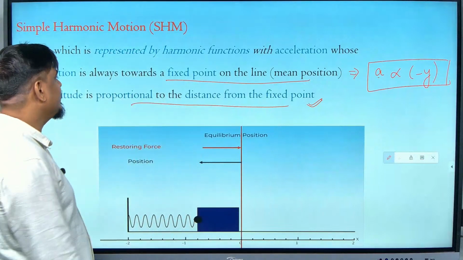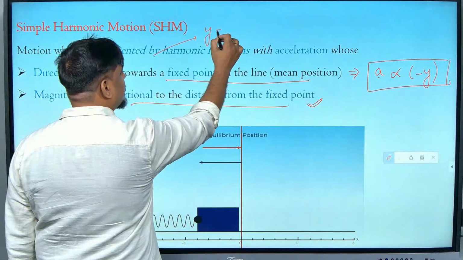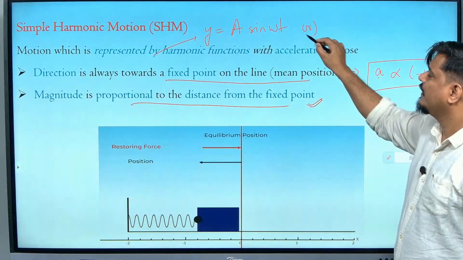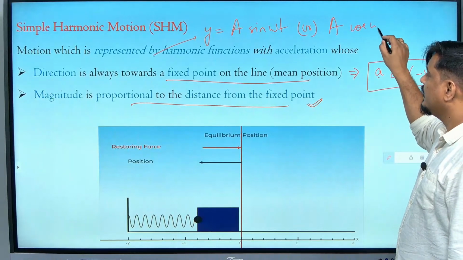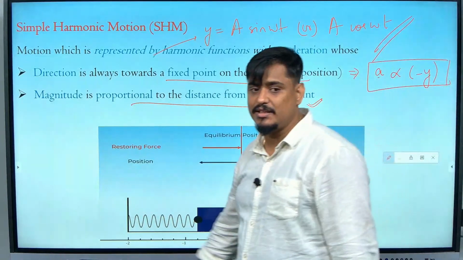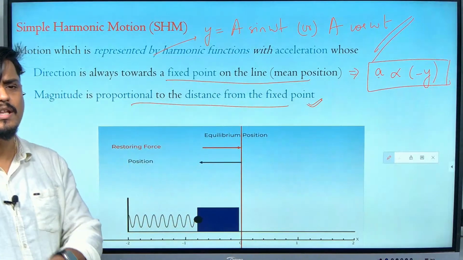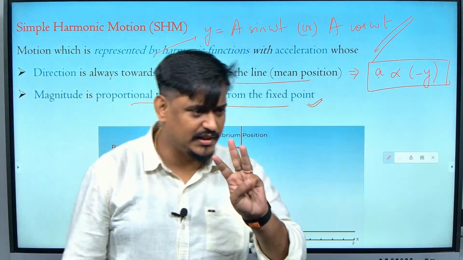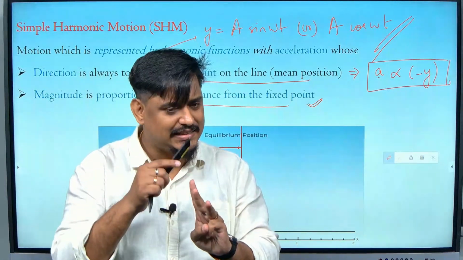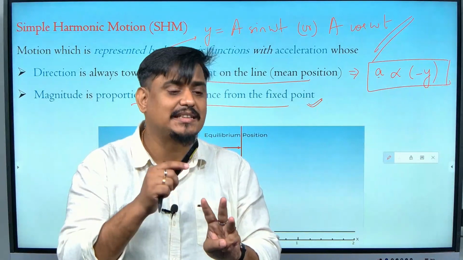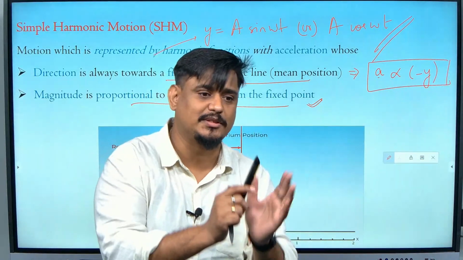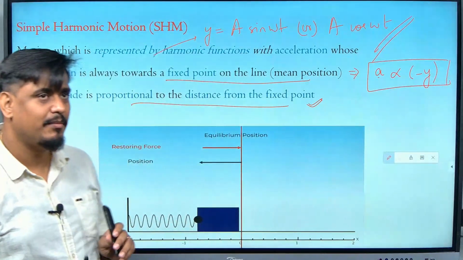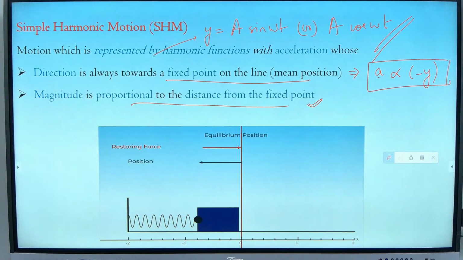And the first criterion is that the equation of the motion y must be equal to A sin omega t or A cos omega t. If your motion is represented by these harmonic functions, only then does it come under the category of simple harmonic motion. Is it clear to you? 3 things are clear: harmonic function, acceleration proportional to displacement, and acceleration having the opposite direction of displacement. Does anybody have any doubt? Ask me. If no doubt, I will proceed further, because with this knowledge only you should start talking about circular motion. Shall I?